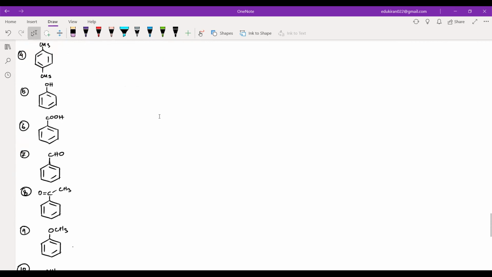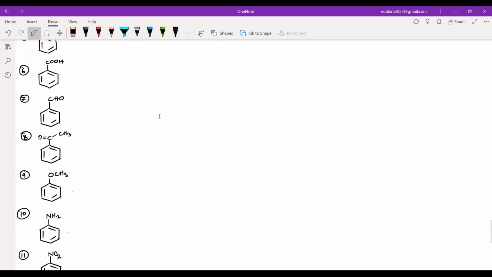Let me know if I have to scroll down or somewhere. Okay, I'll just reduce the size here.